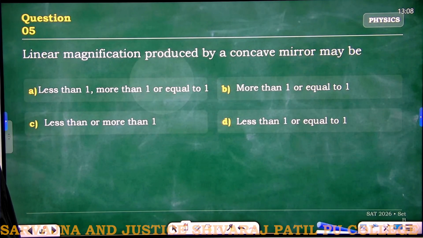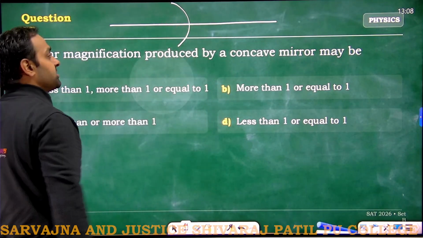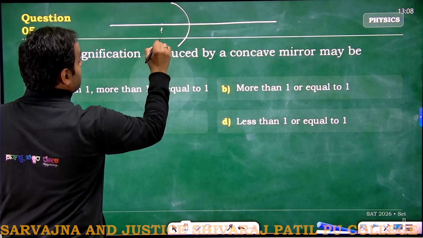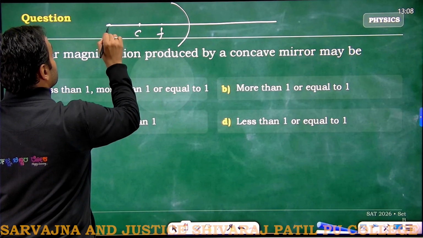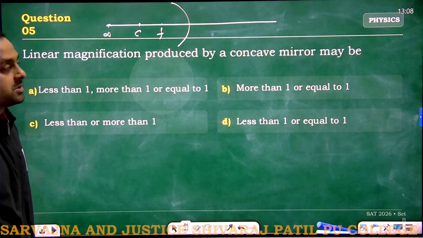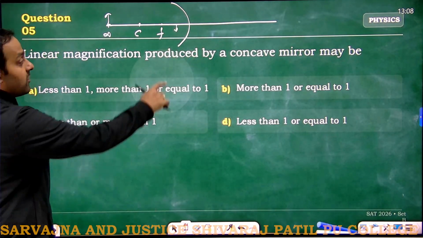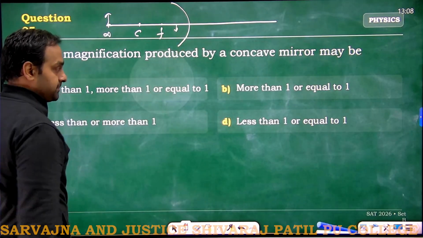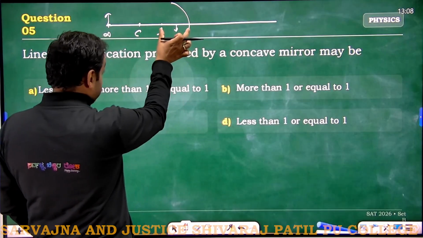Linear magnification produced by a concave mirror may be... Concave mirror, linear magnification. Okay, what all happens? Let's say this is your focal length, this is your center, and this is somewhere infinity. If you keep an object at infinity, the image is formed between F and C.